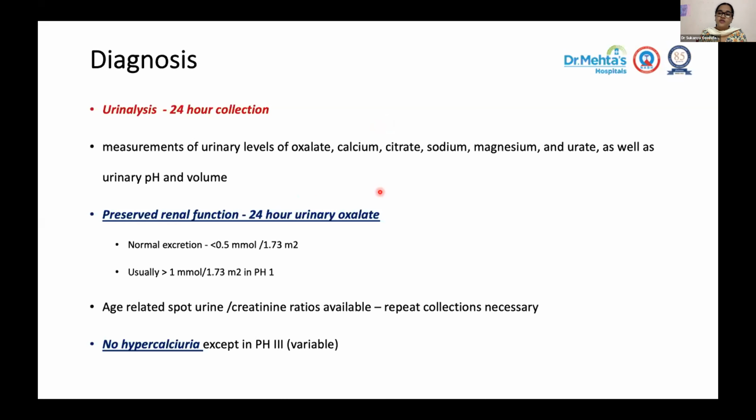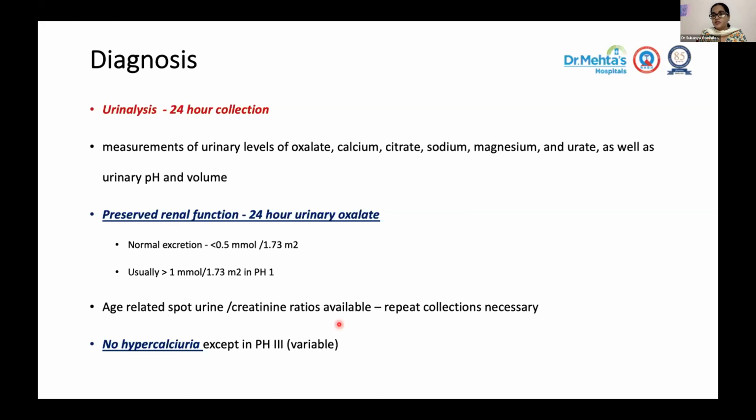This 24-hour urine examination is especially important in patients who have a preserved renal function. They are more likely to excrete more urinary oxalate because they have a good GFR. The normal excretion in normal individuals is less than 0.5 millimoles per 1.73 meter square. Anything more than 0.5, you should raise a suspicion of hyperoxaluria. And in primary hyperoxaluria, especially type 1, the 24-hour urinary oxalate is usually beyond 1 millimole. There's too much excretion of oxalate in the urine.